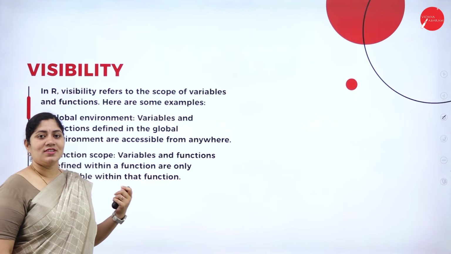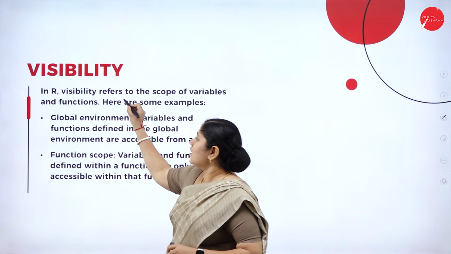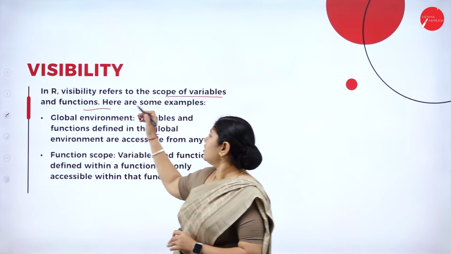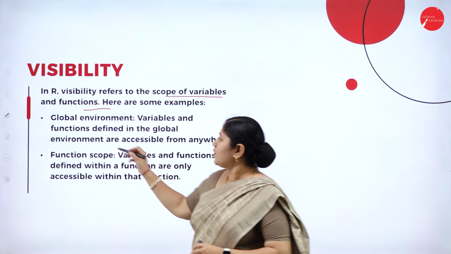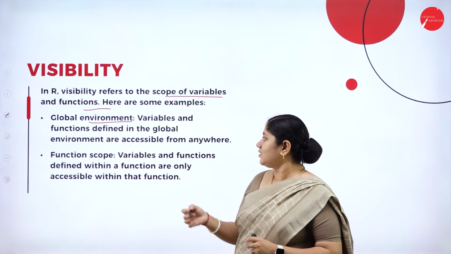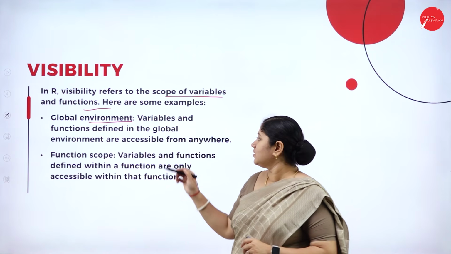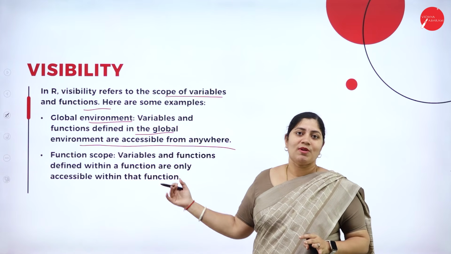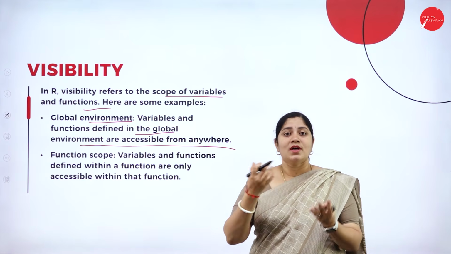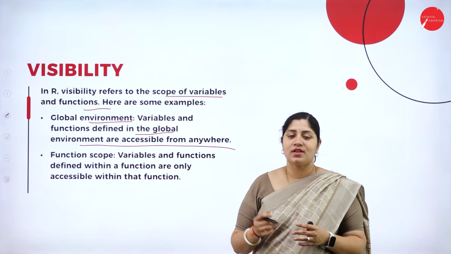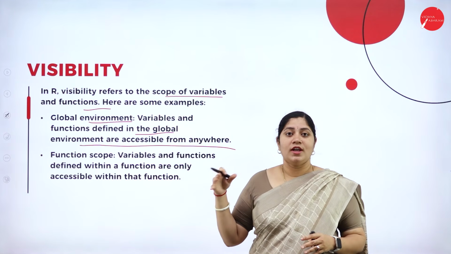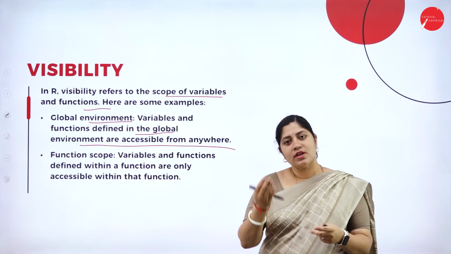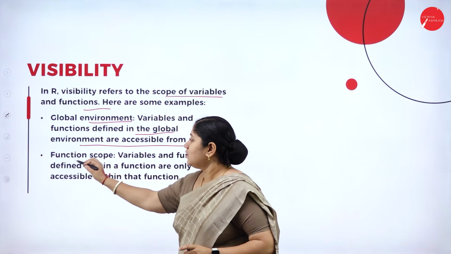Let's move forward and see what visibility is. In R, visibility refers to the scope of variables as well as functions. Here are some examples, like the global environment. What happens in the global environment? Variables and functions defined in a global environment are accessible from anywhere. As the name itself says, it's a global environment. You can just take the data whenever you want. There is no need to again and again go ahead and define that. It's global to your complete environment, and if there is any requirement, you can directly pick it.